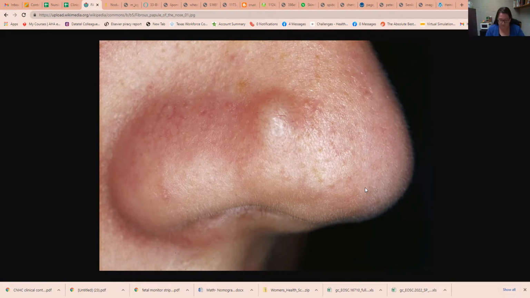This is a palpable solid elevation that looks like it might be a whitehead, or maybe an impacted pore, but there's a palpable solid elevation. Okay.